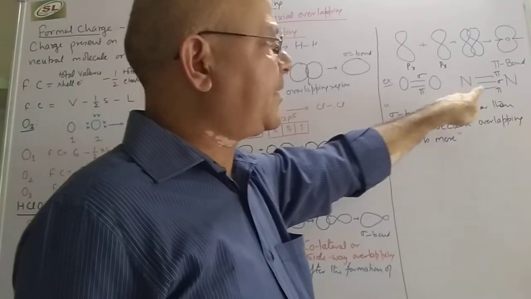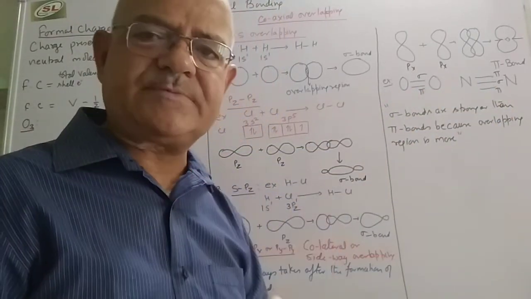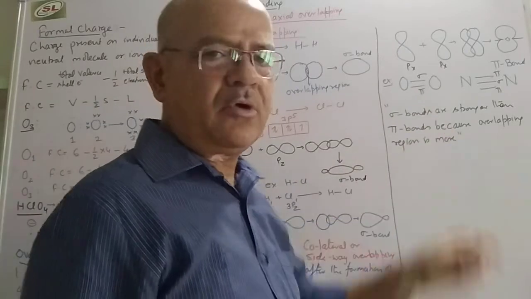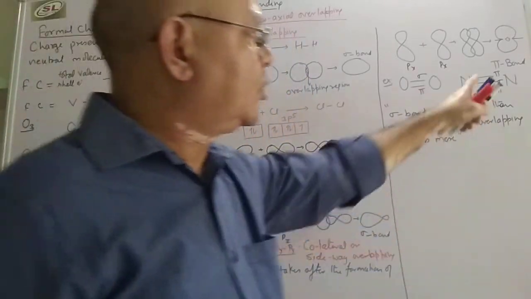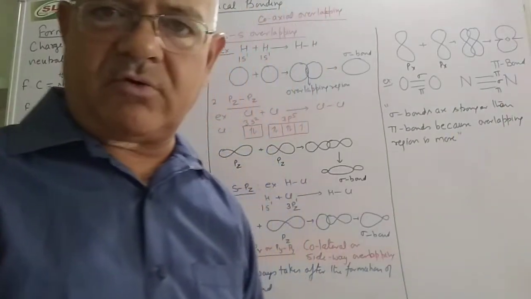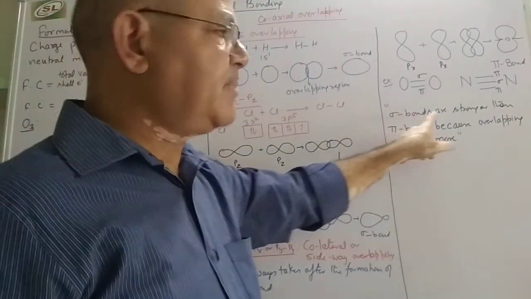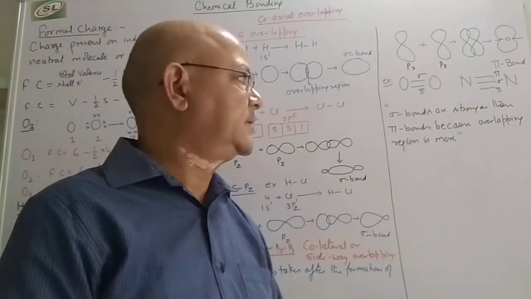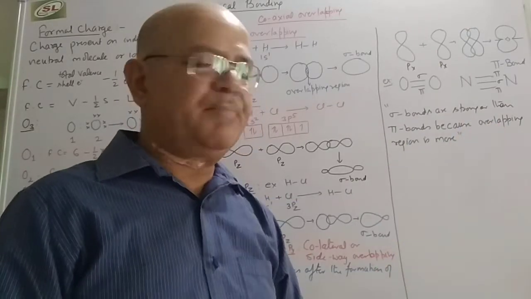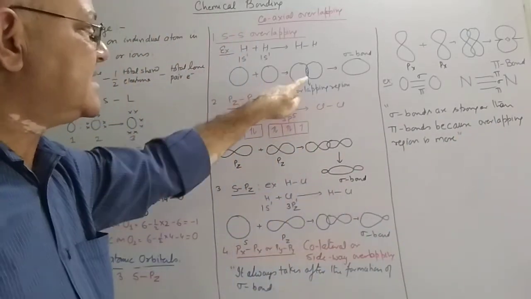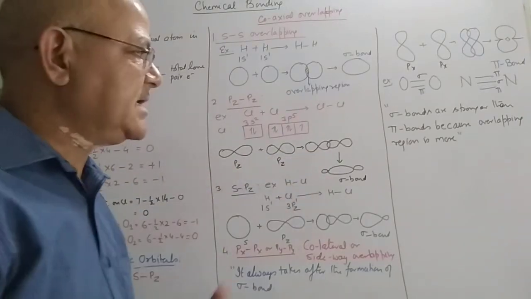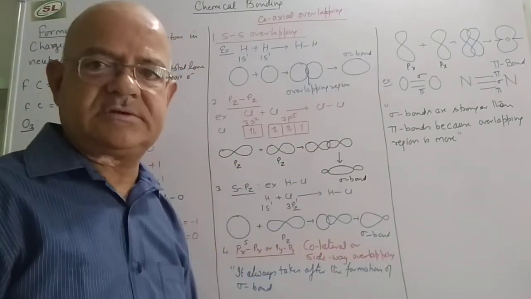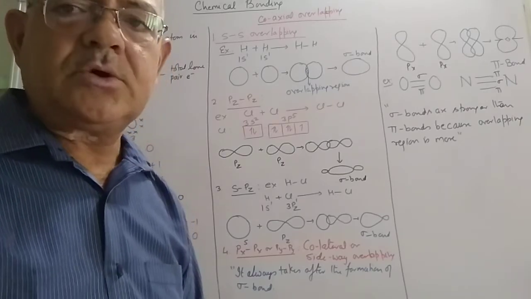In double bonds and triple bonds, pi bonds are always present. In a double bond, 1 sigma and 1 pi. In a triple bond, 2 pi and 1 sigma are always present. A sigma bond is always stronger than a pi bond because the overlapping region is more in sigma bonds in comparison to pi bonds. So this was all about overlapping.